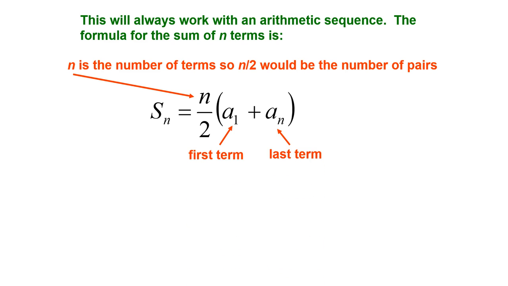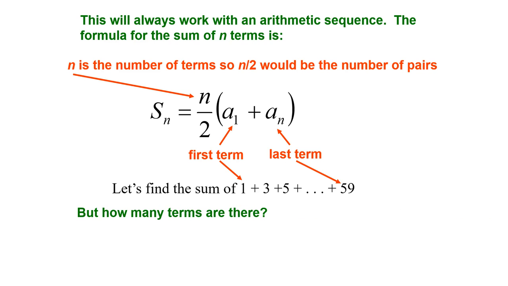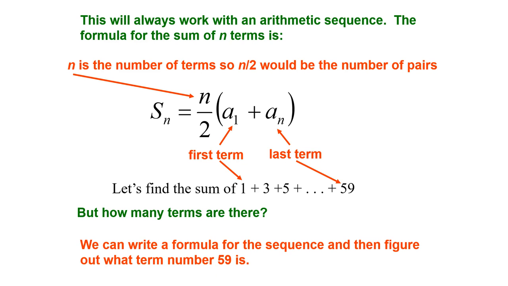And I should have waited and done this first because it said all that. So let's find the sum of 1 plus 3 plus 5 plus ... all the way up to plus 59. But how many terms are there? We can write a formula for the sequence and then figure out what term number 59 is. Okay, so notice that we have a sub 1 is 1, a sub n is 59, but we don't know n here.